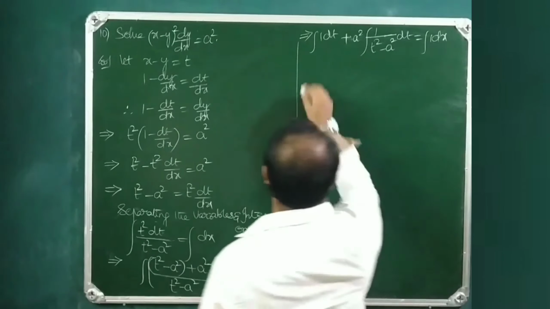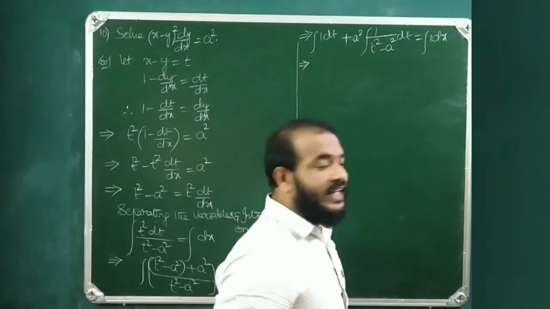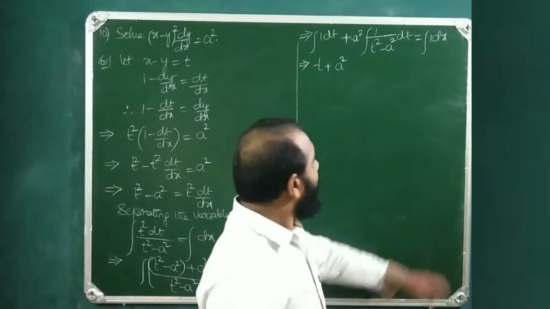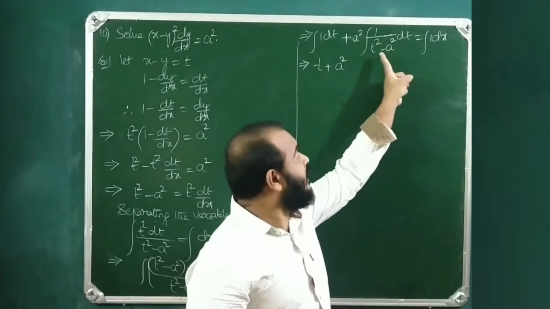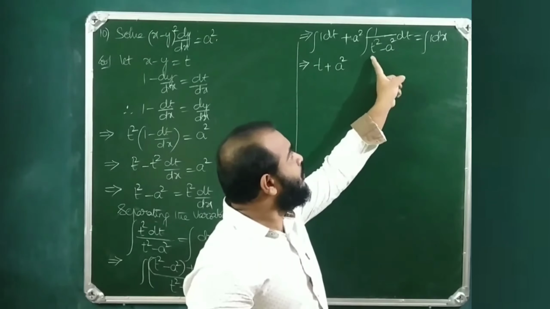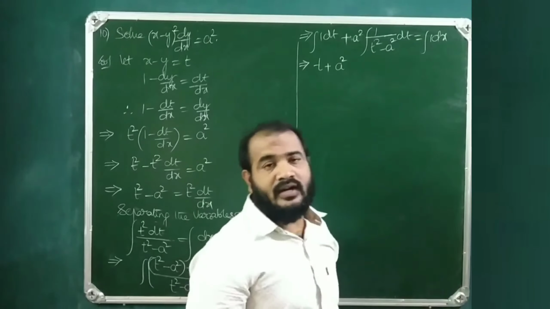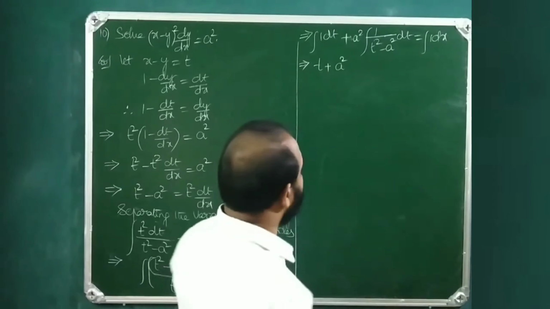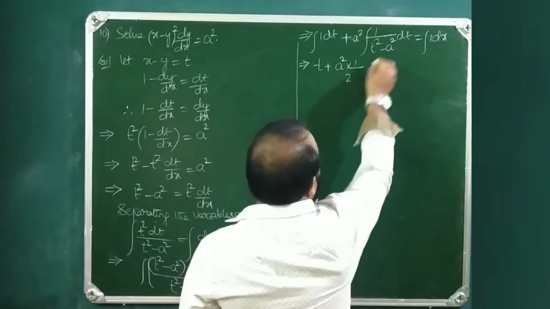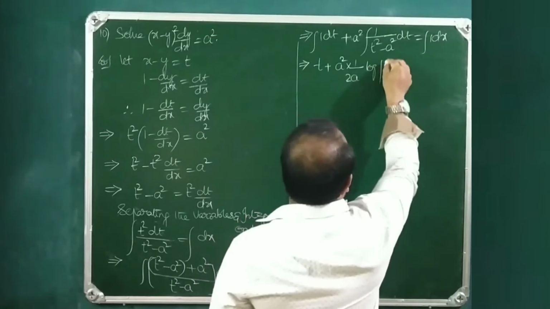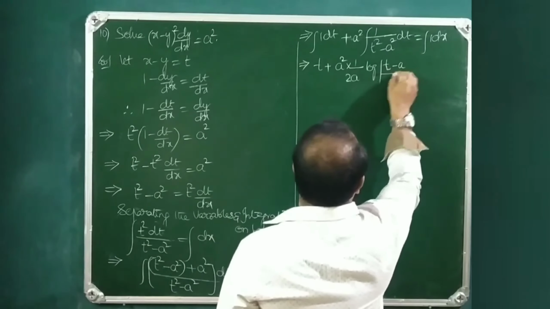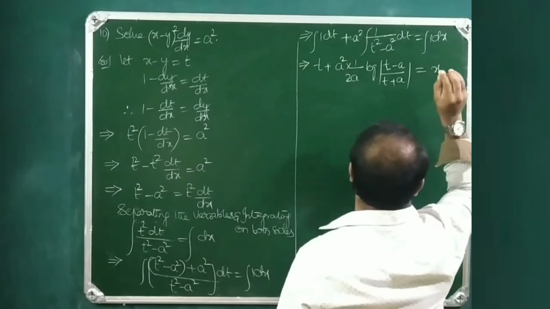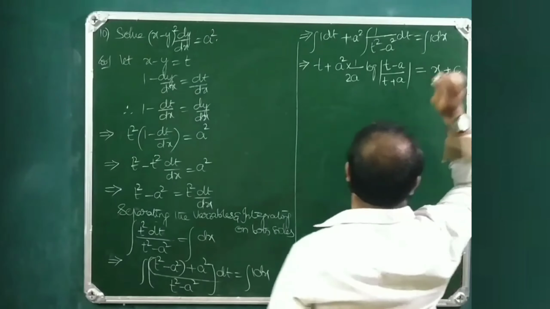So integral 1 dt is t plus a square times integral 1 by x square minus a square. We know that integral 1 by x square minus a square is 1 by 2a log modulus of x minus a by x plus a. Here t is the variable, so it is treated as x. So this is 1 by 2a log modulus of t minus a by t plus a, equals integral 1 dx, which is x plus constant of integration c.